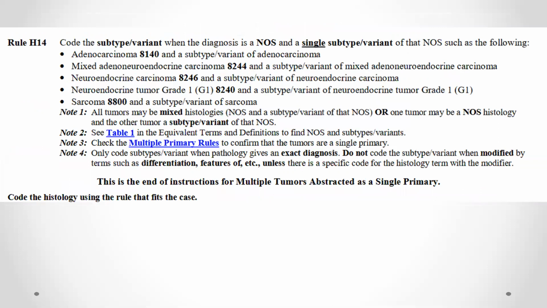H14 ends the multiple tumors abstracted as a single primary. And again, this is talking about when you have an NOS and a single subtype variant of that NOS, then you would code the subtype variant. A lot of these cases are going to fall out before this, but if you have this case, you have multiple abstracted as a single primary, this rule is in here again to fit that scenario.